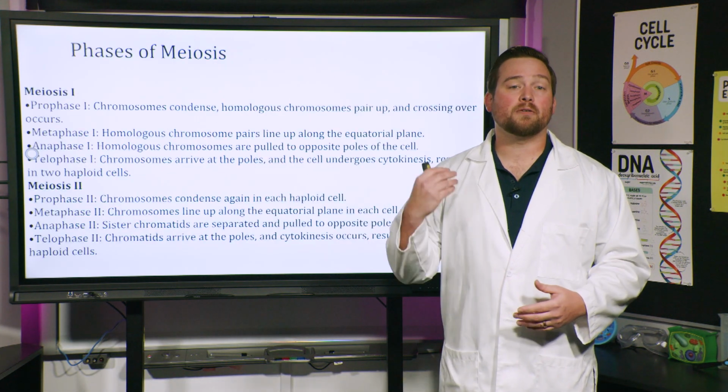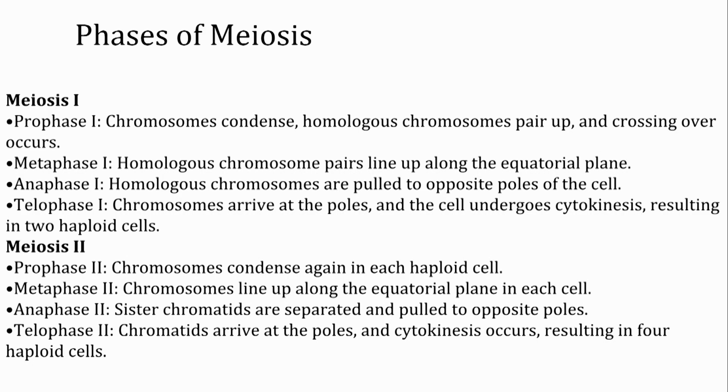Okay, so let's go through the phases of meiosis. Remember, in meiosis we do meiosis 1 and we do meiosis 2. And for each of those steps we're going to do prophase, we're going to do PMAT. So we do PMAT all the way through and then we do PMAT again in meiosis 2. So here's just an overview of what's happening. In meiosis 1, you can see that we have prophase 1, metaphase 1, anaphase 1, telophase 1. So that's PMAT, okay? Meiosis 1 is very similar to the stages that are happening in mitosis, okay?